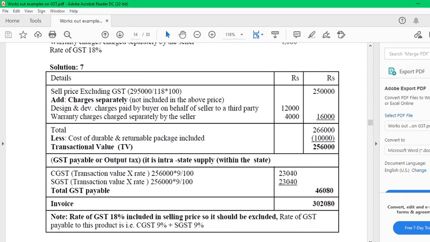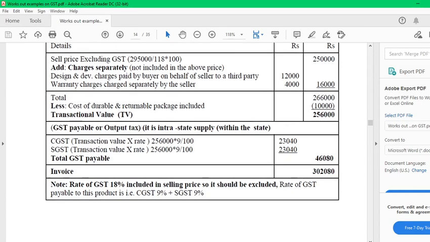Hence it is 46,080. Therefore 2,56,000 plus 46,080, 3,02,080 is known as the invoice.